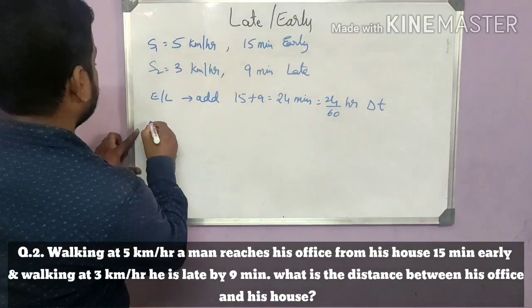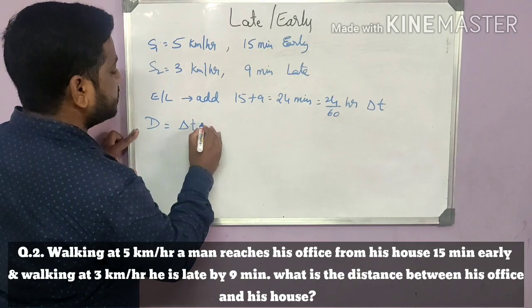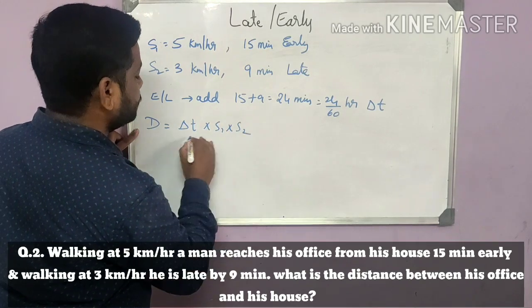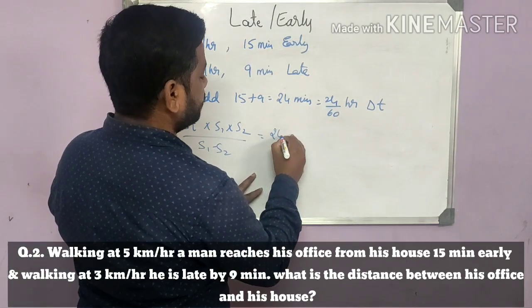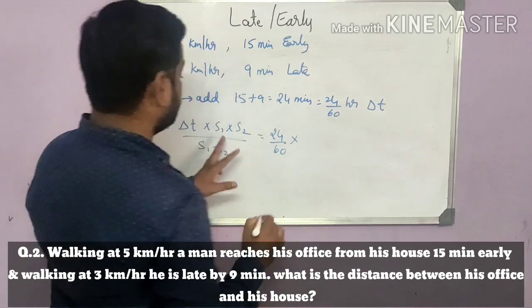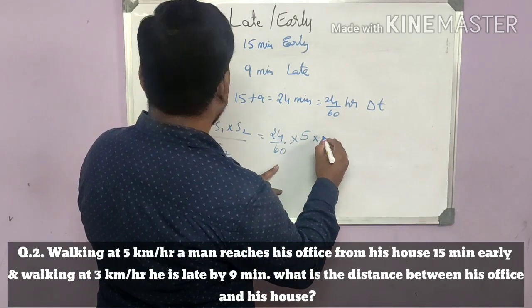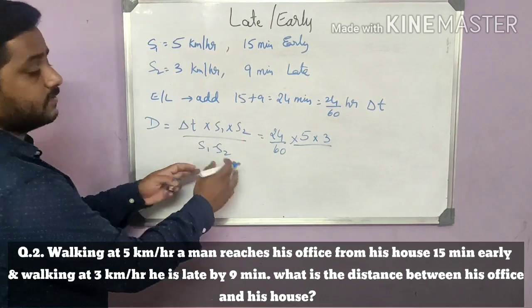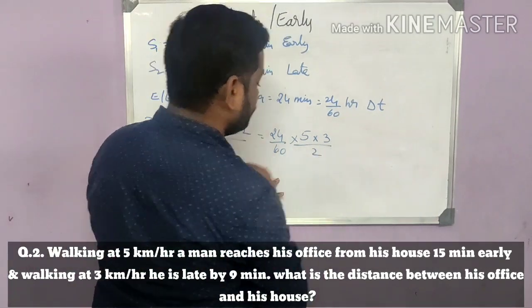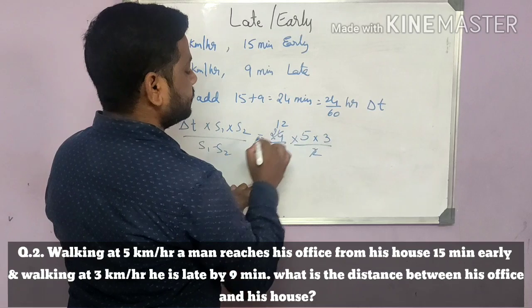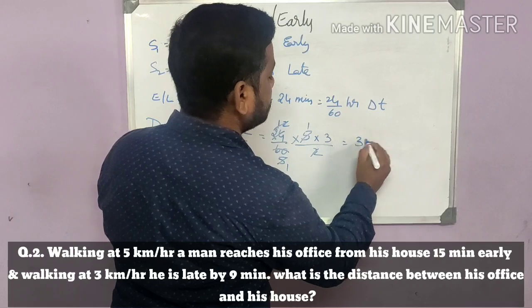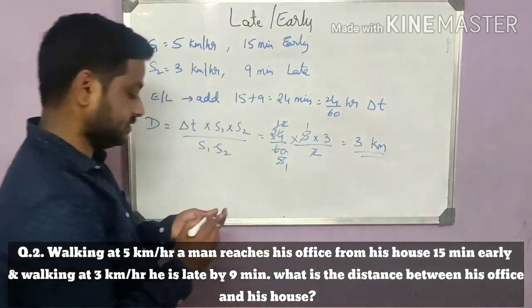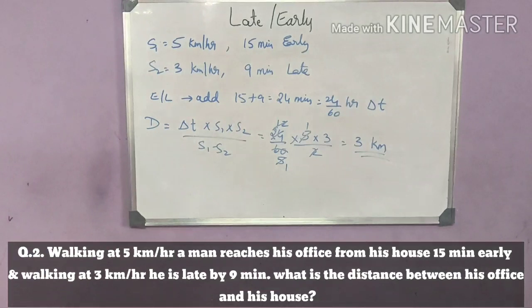So now apply the formula. D is equal to delta t into S1 into S2 by S1 minus S2. So delta t is 24 by 60, into S1 is 5, S2 is 3, by S1 minus S2, that is 5 minus 3, that is 2. 2 1s are 2, 12 2s are 24, 12 1s are 12, 5 1s are 5, 1s cancel, we get 3. So the distance is just 3 kilometers. The distance between the office and his house is 3 kilometers.